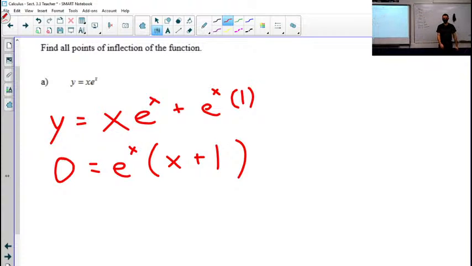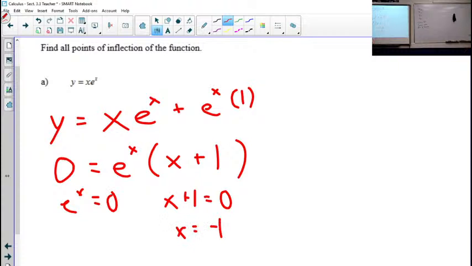So if we take an e to the x out, first we need to figure out when is e to the x 0. When is e to the x 0? Jumping ahead here, that's where x plus 1 is 0. So negative 1 is one of our critical points.